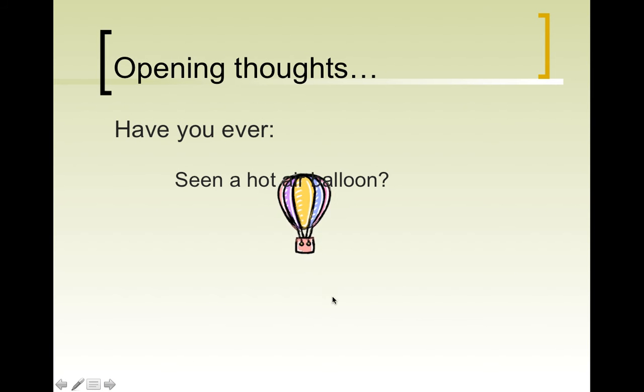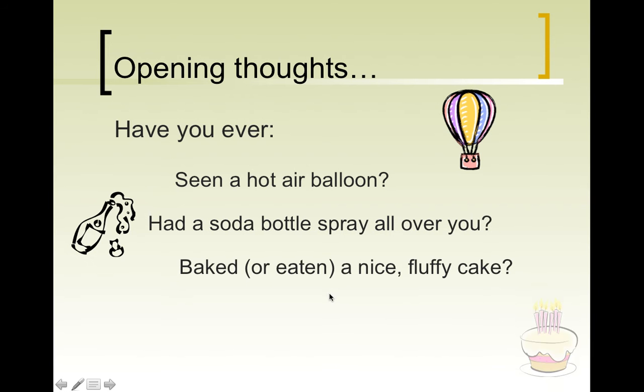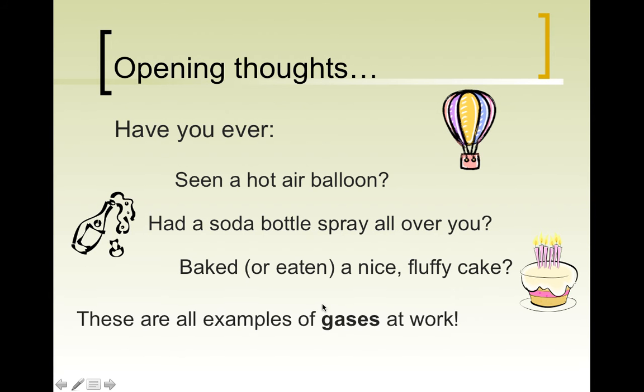Alright, so how many of you have ever seen a hot air balloon? How about had a soda bottle spray all over you, or pop if you prefer pop? Or how about baked or eaten a nice fluffy cake? These are all examples of gases at work. When we're looking at gases, like we mentioned in the previous video, they expand. They have a lot of kinetic energy. As they do so, they are going to have specific properties. That's what we're going to be observing here: the properties relating to pressure, volume, and temperature, because they all directly affect one another in various ways.